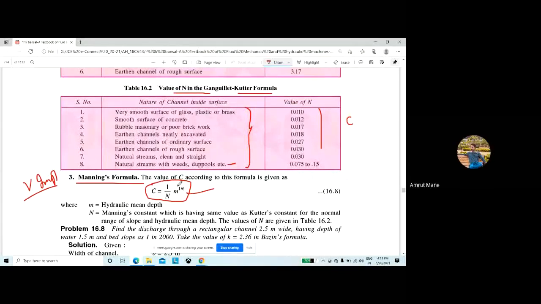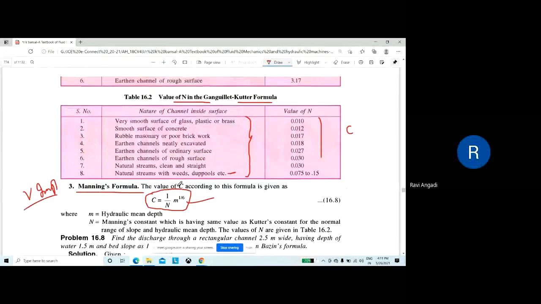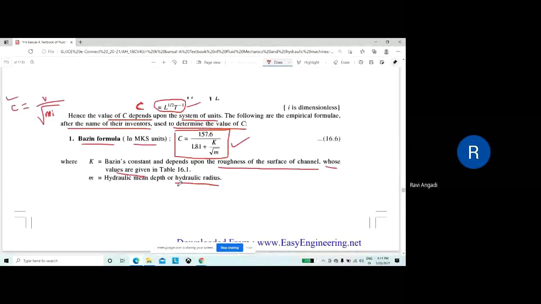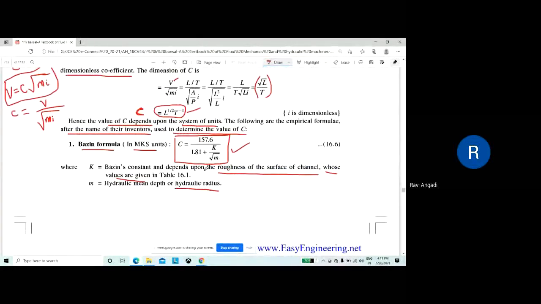Okay, so remember these three formulas to calculate the value of C. Note down the Bazin formula, just directly write it down. Only write C is equal to 157.6 divided by 1.81 plus K divided by root of m. Then next I am going to solve the problems. Note down the value of C for the Bazin formula.